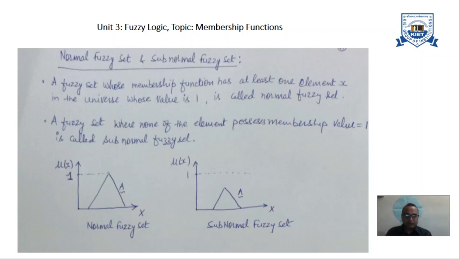Here I am showing you two figures. In the first figure, the membership function is represented with the help of a triangular shape. In the second one, a triangular shape is again represented, but these two figures are different somehow. In the first figure, it is the normal fuzzy set A, and in the second figure, the fuzzy set is a subnormal fuzzy set. The normal fuzzy sets are those where at least one element in the fuzzy set has a membership value of 1.